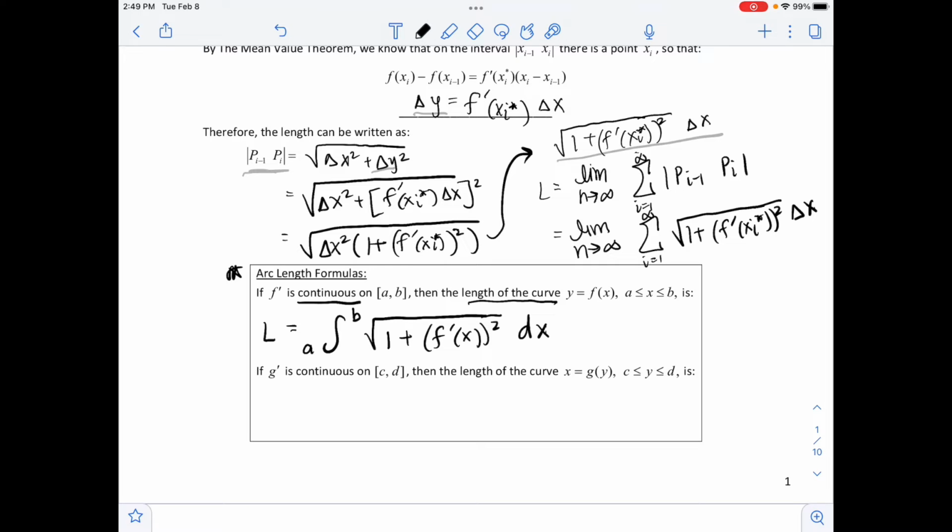Likewise, it says if g prime is continuous on the interval from c to d, then the length of the curve x equals g of y, where y is in between c and d, will be defined as L equals the integral from c to d of the square root of 1 plus g prime of y squared dy.